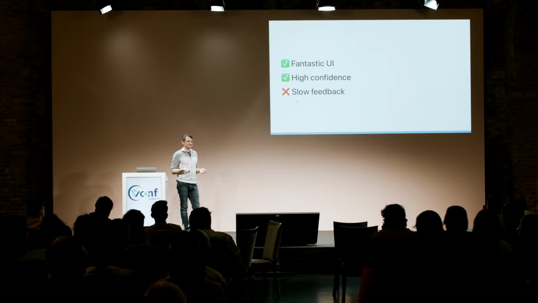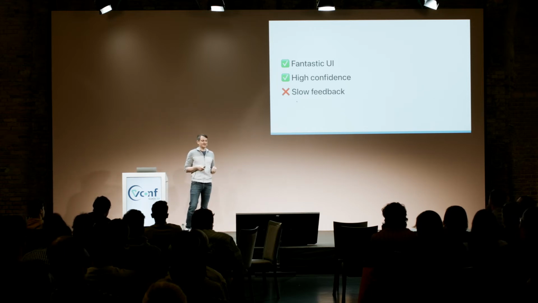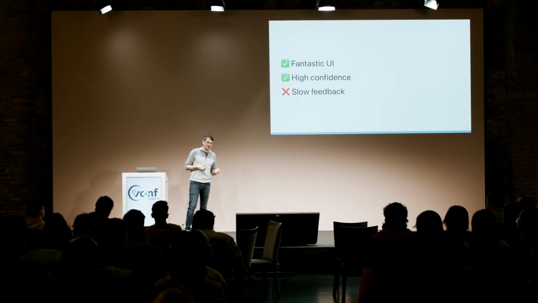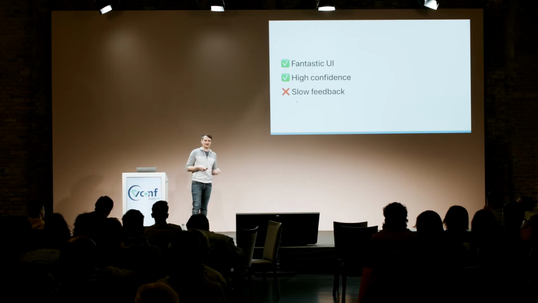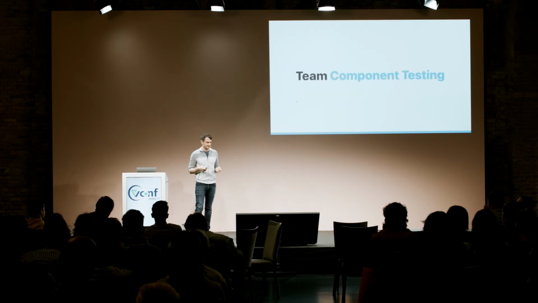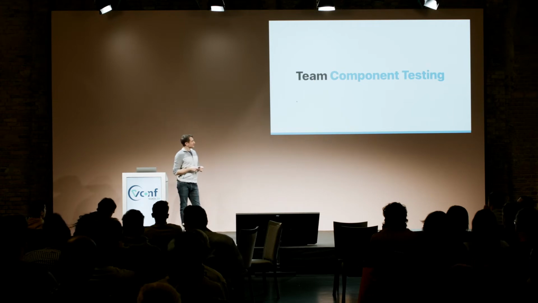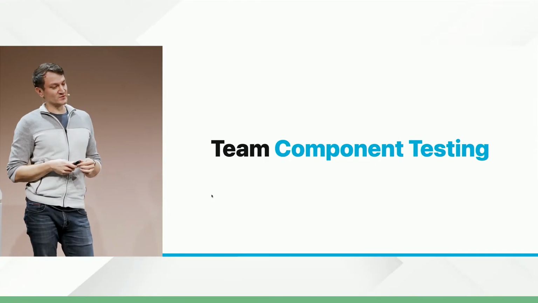And so every time their tests pass, which takes a while, but still, every time the tests pass, they are very confident that their application is actually still working. But as we just saw, feedback is getting really, really slow the more tests you write. Okay, but how is team component testing doing in the meanwhile?